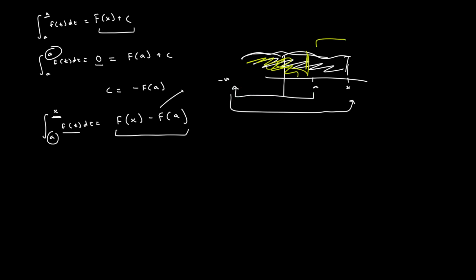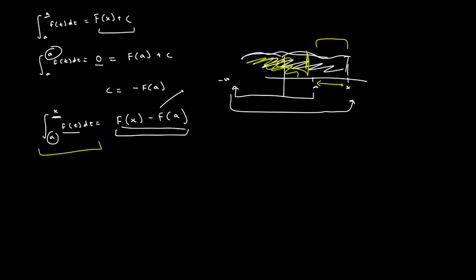And that's what we wanted from the integral, just the area between a and x. And so what I've shown you is that all of these like terms make sense. And so this part over here is very important. It's saying that if we want to calculate the integral from a to x, and we have the antiderivative function.